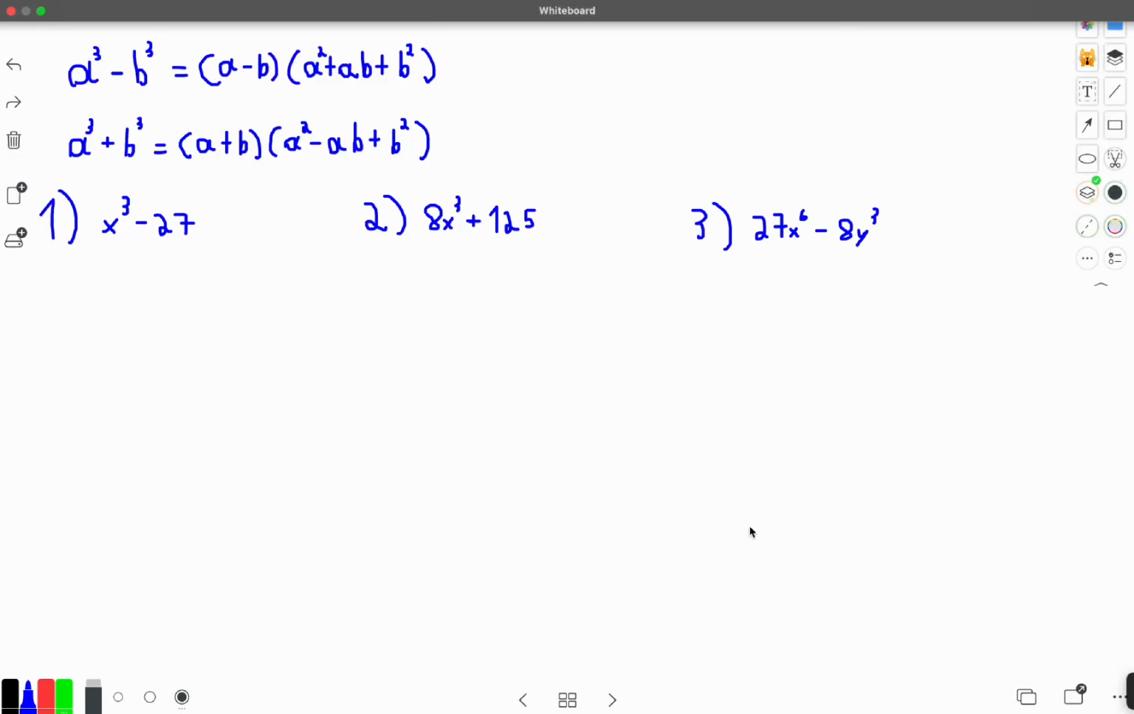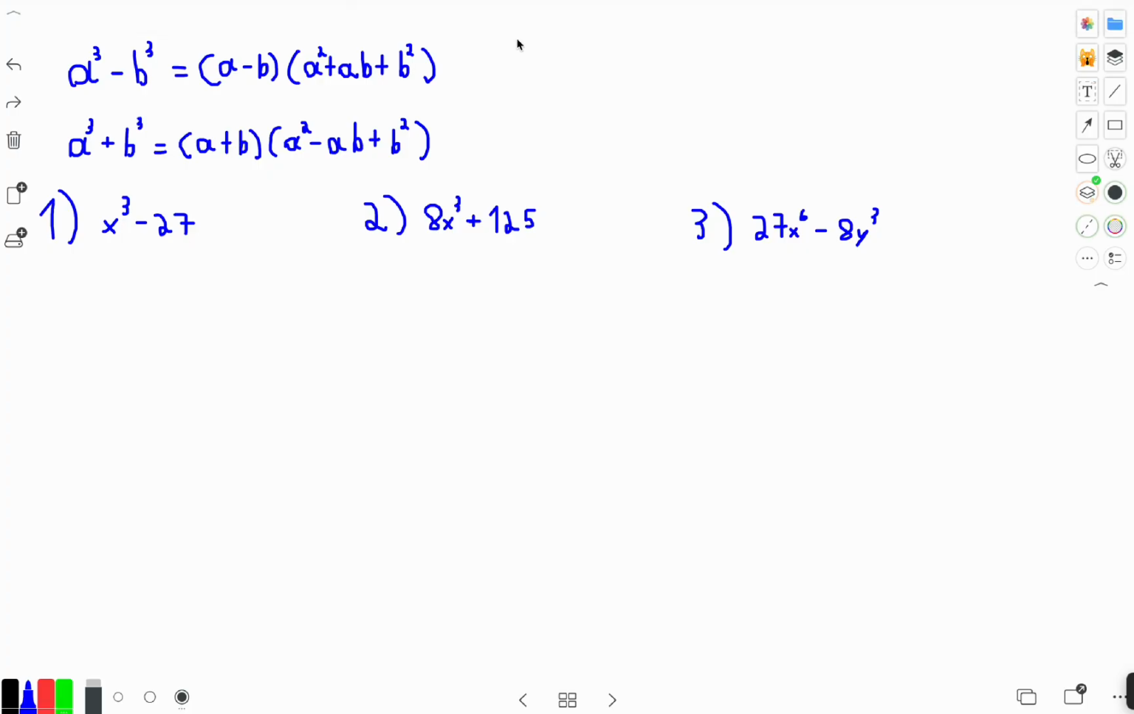Hey everybody, welcome to another factoring video, and in today's video we're going to be factoring the difference and sum of two cubes. So in the top left corner over here we have the difference of two cubes and the sum of two cubes, and these formulas are something you guys should memorize, but there's a little trick to help you out. A little acronym called SOAP, and it stands for same, opposite, always, positive.